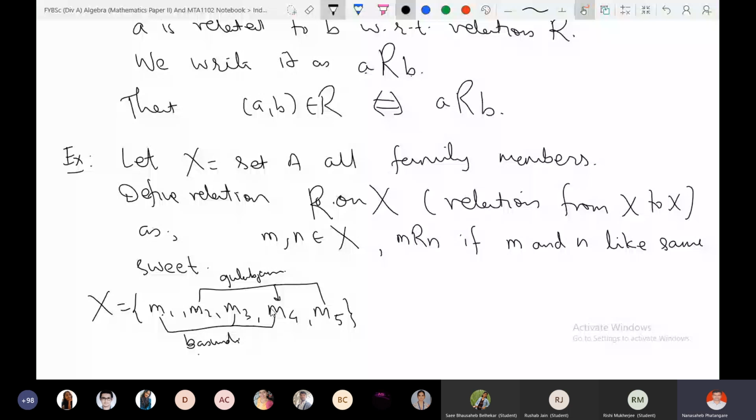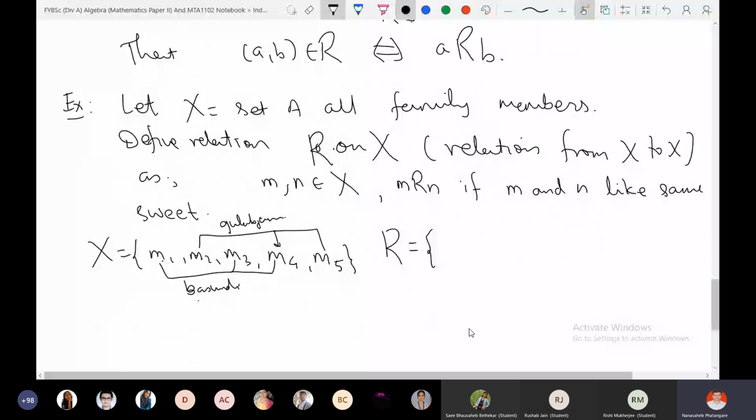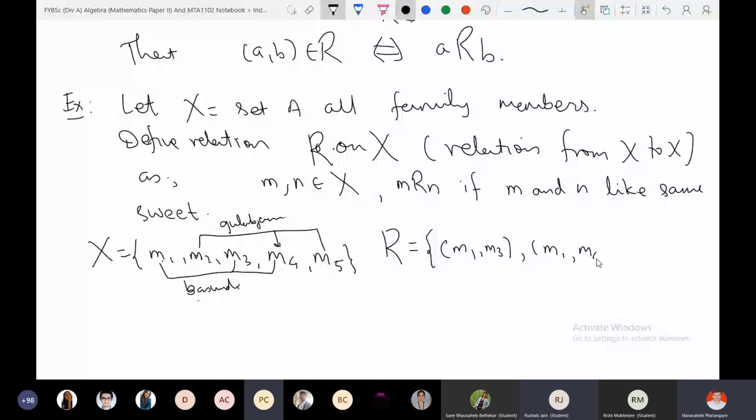Now, can you write down this set R? Because the relation is a set now. The relation itself is a set, and it is a set of pairs. So, do M1 and M2 like the same sweet? No, sir. But M1 and M3 like the same sweet, yes. So the pair (M1, M3) is there. M1 and M4 like the same sweet. Yes. So this pair is there. But (M1, M2) is not there because M1 and M2 do not like the same sweet.